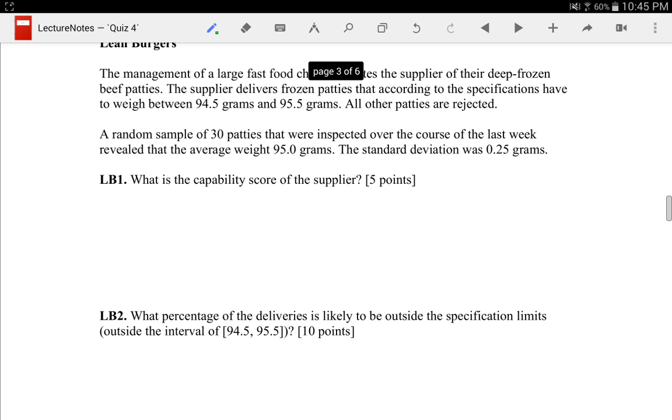Alright, what is the capability score? The capability score Cp is just the upper specification limit minus the lower specification limit divided by 6 sigma. This question is also different in the two versions of the test. The only real difference is that in this question we have 0.25, while another section might have received 0.5 grams. But that should not change how you approach the problem. Upper specification limit is 95.5, lower specification limit is 94.5.